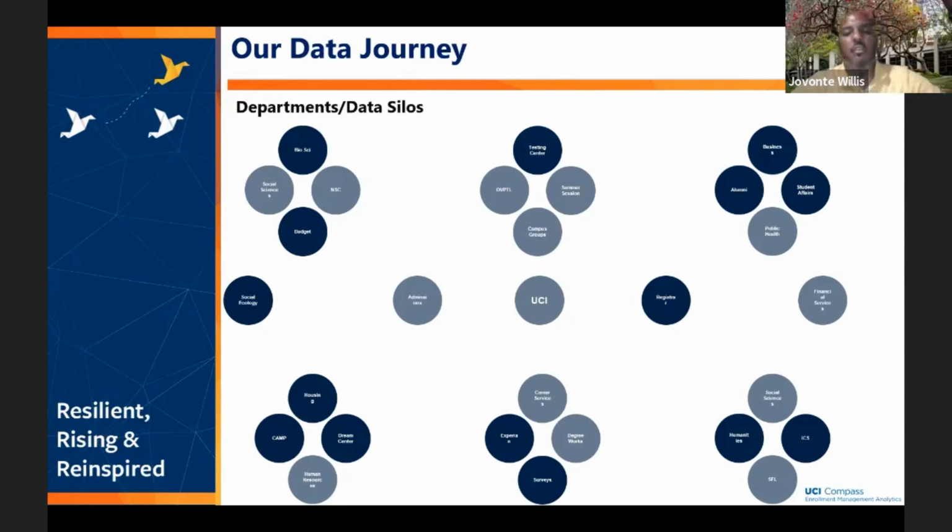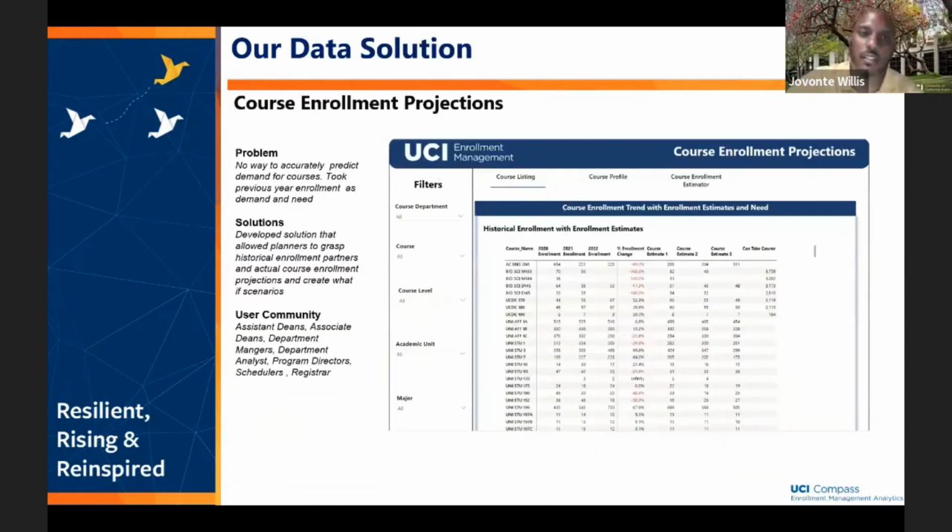So how did we go about eliminating these silos? This is our solution. What you see on the screen is what we found: there were a lot of problems on campus. Like I said earlier, there were a lot of people looking for help.